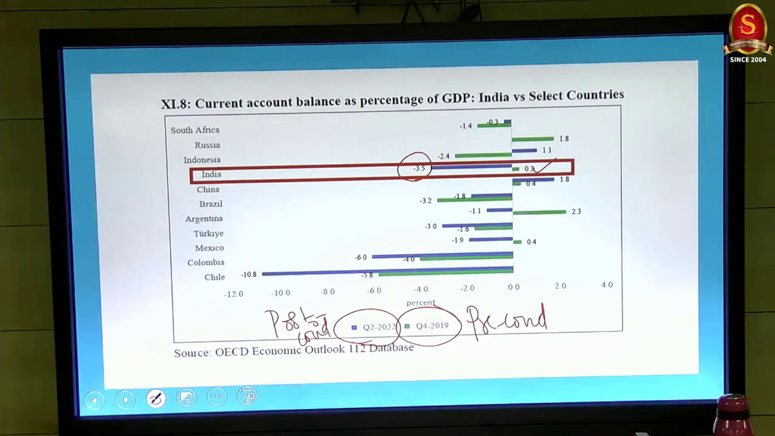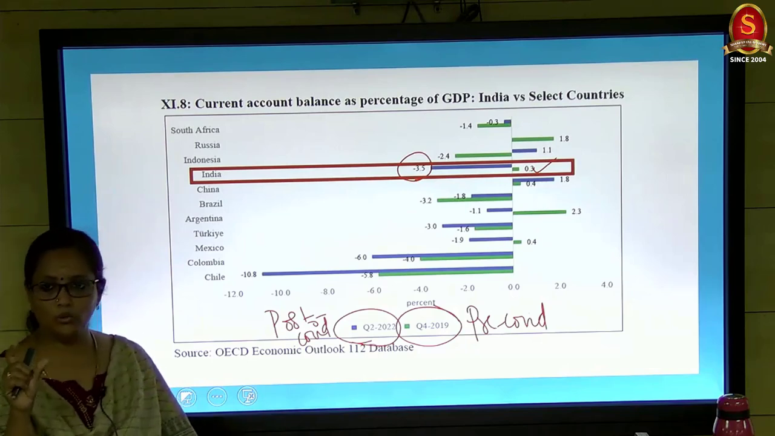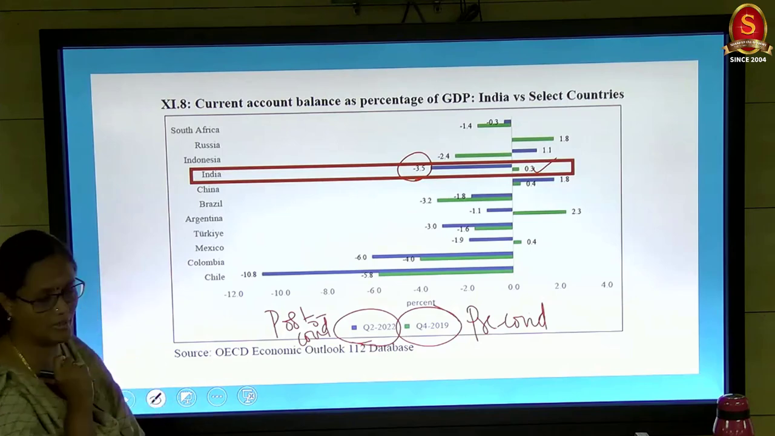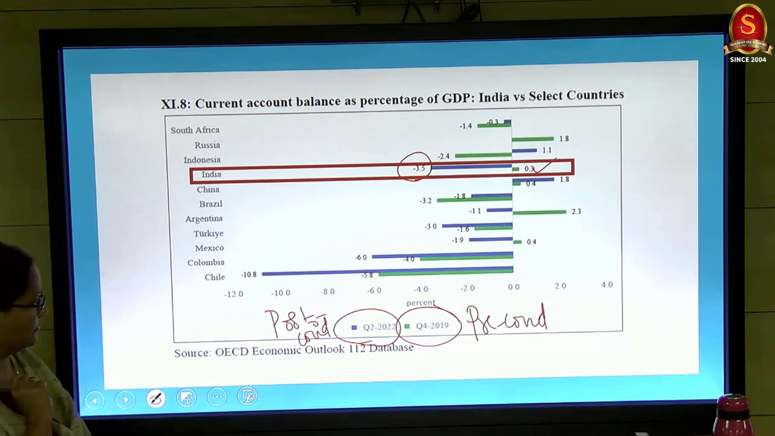X minus M as a whole will become negative. It is negative. So that is going to reduce the national income, or should you want to call it domestic income, income of the country. How much is that value to the total GDP is what they want to calculate. So that's the calculation which they have presented here as minus 3.5.